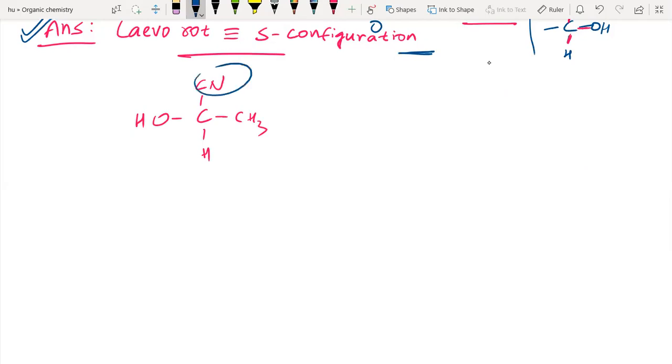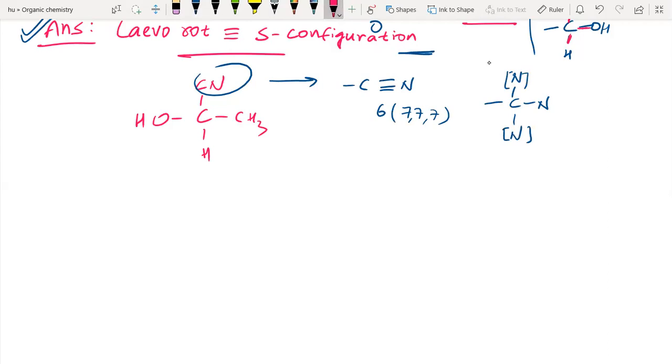Okay, so for cyanide, which is C triple bond N, we can write here carbon is 6, and this 6 is bonded to 7, 7, 7. How come this? I'll put C and N here to understand this. So this carbon 6 is bonded to 7, 7, 7.